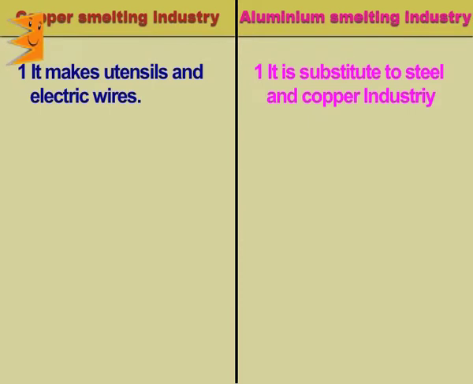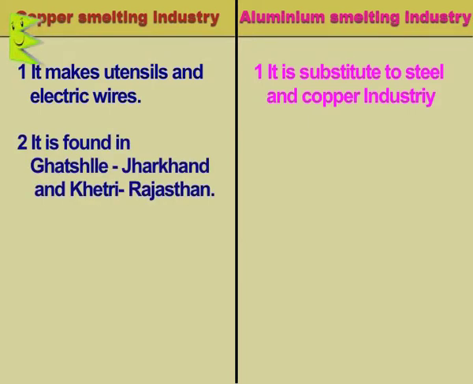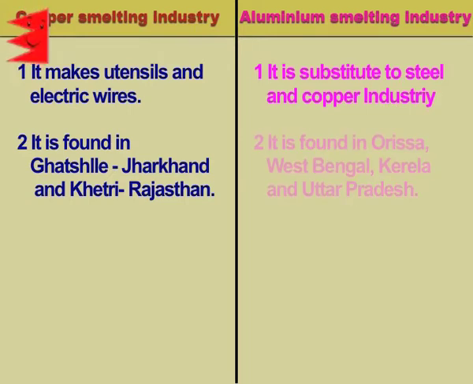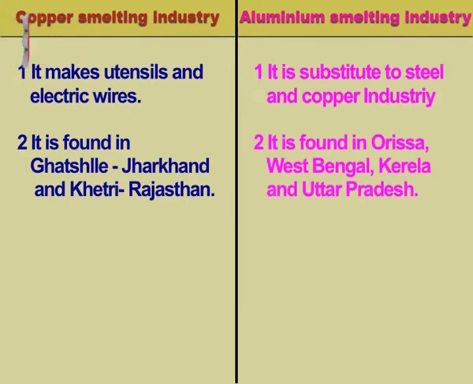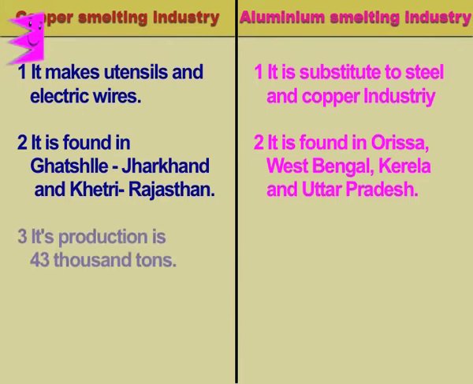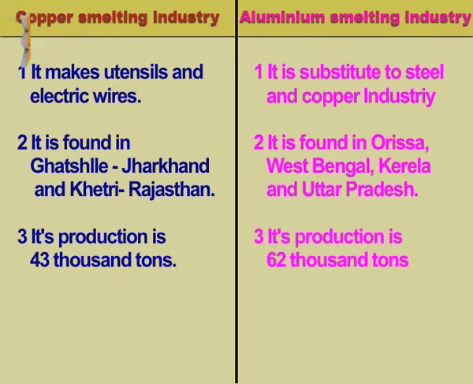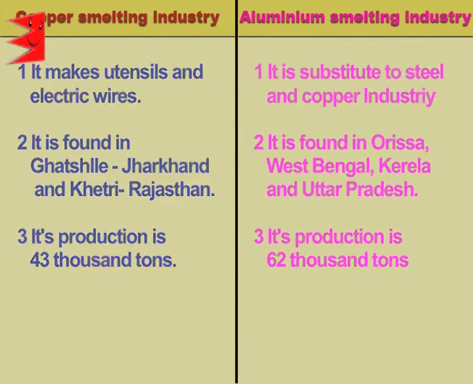And the copper smelting industry is found in Ghatshila in Jharkhand and Khetri in Rajasthan, whereas this is found in Orissa, West Bengal, Kerala and Uttar Pradesh. And lastly, the copper smelting industry is producing 43,000 tons, whereas aluminum does almost the production of 620,000 tons. So, these were the basic differences between the two.